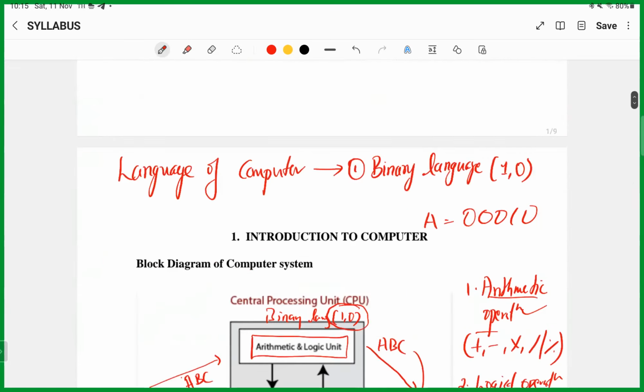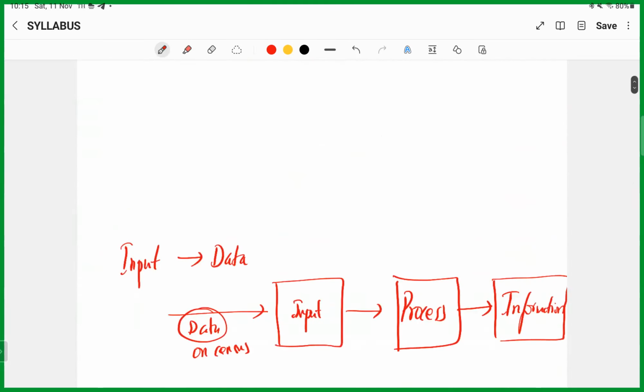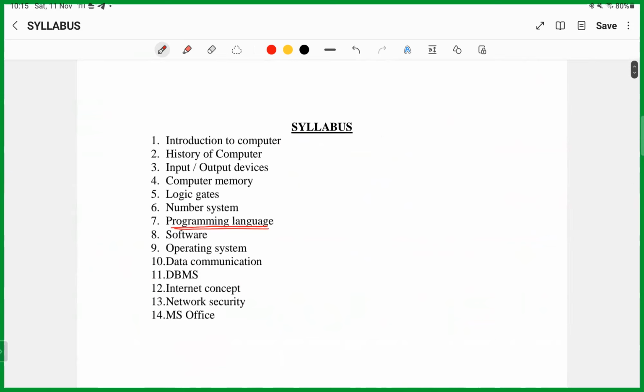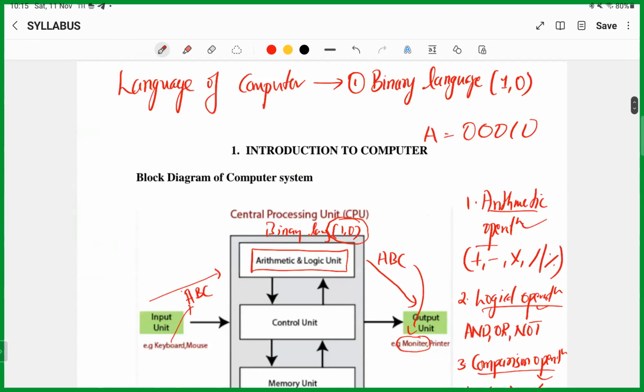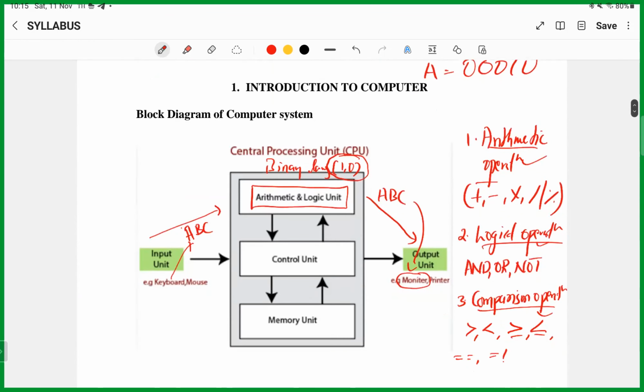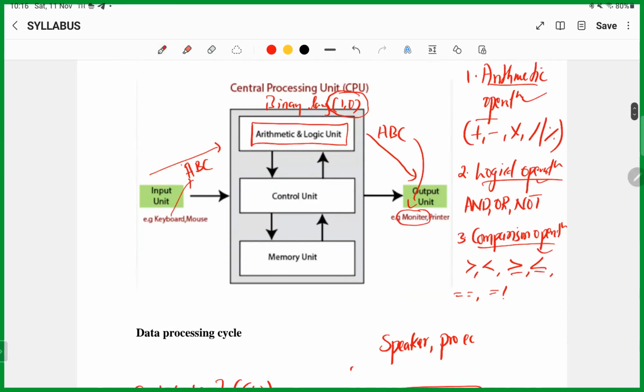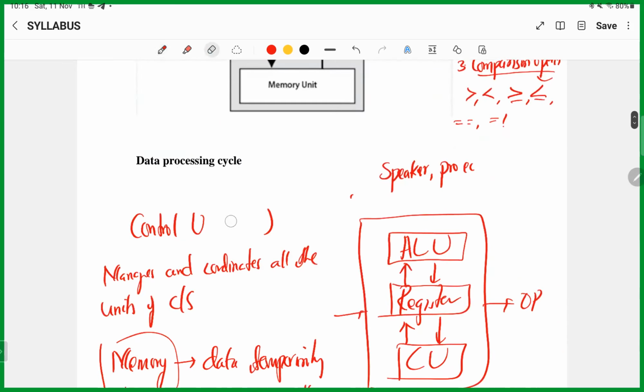Just go through it once from the beginning. We have discussed two things here. In the introduction of computer, we discussed the basic introduction. Then we have discussed about this CPU. Block diagram is discussed. And the third one remaining is a small topic, that is nothing but the data processing cycle. So that first chapter will be done.